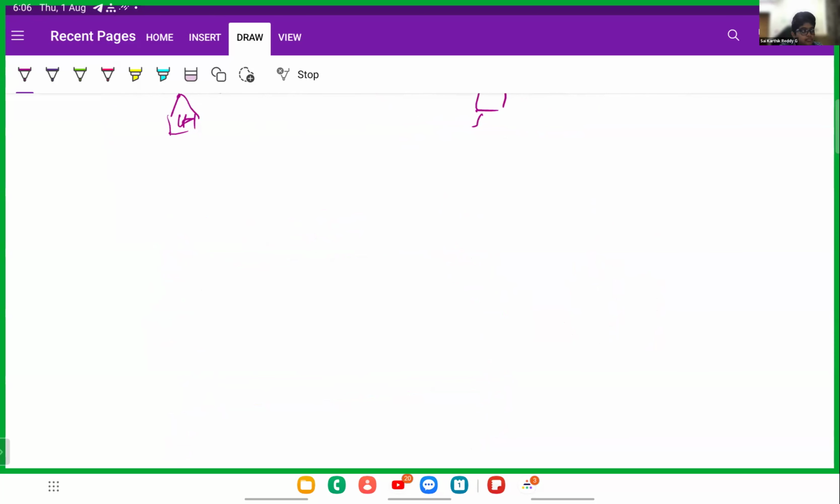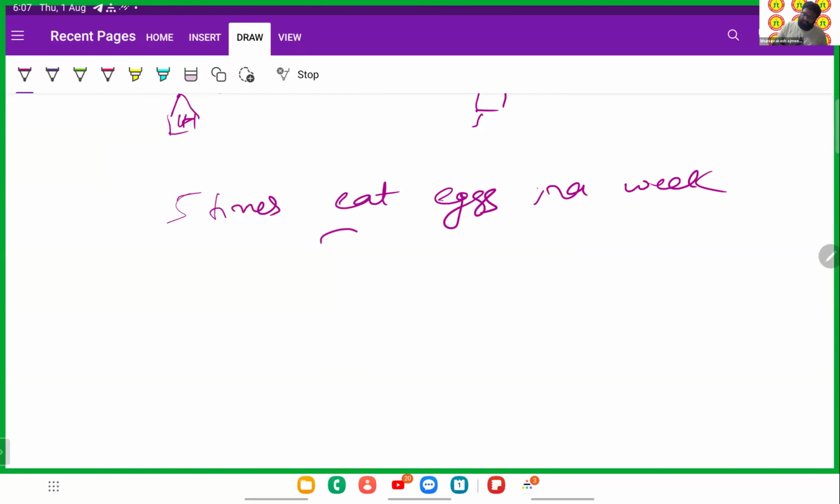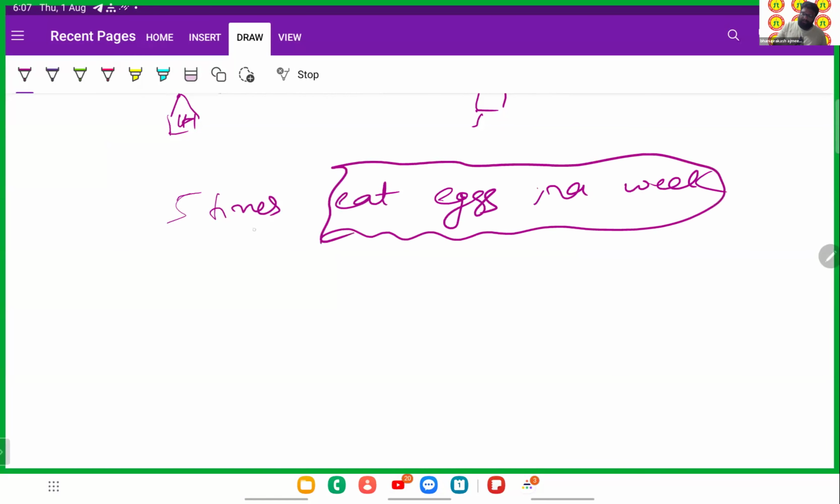Okay, I eat eggs. So the event here is I eat eggs 5 times in a week. Eating eggs in a week is the event here, and 5 times is the frequency here. Why? Because I am repeating this event 5 times.